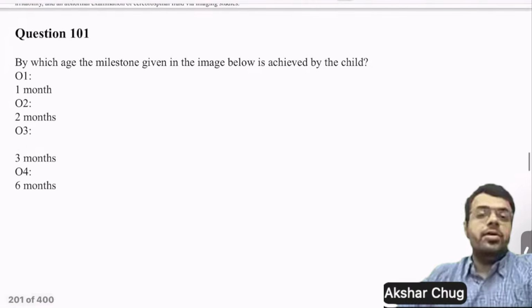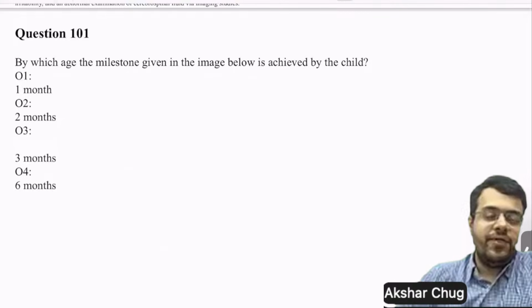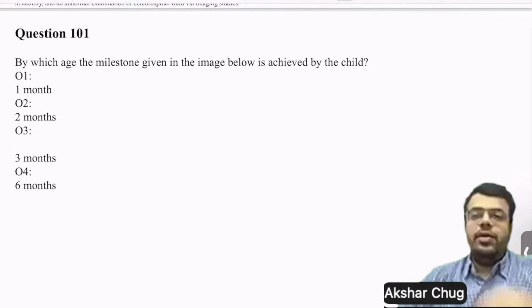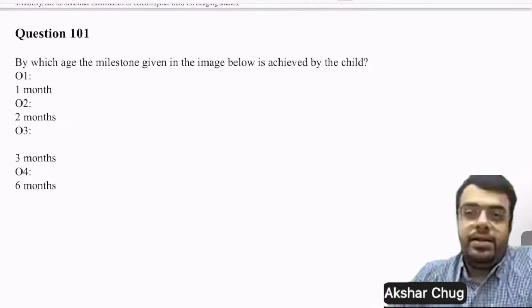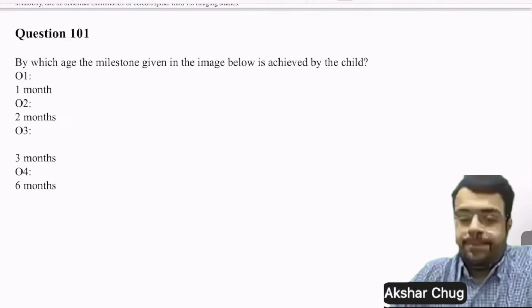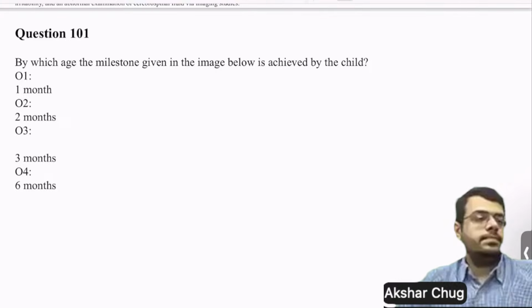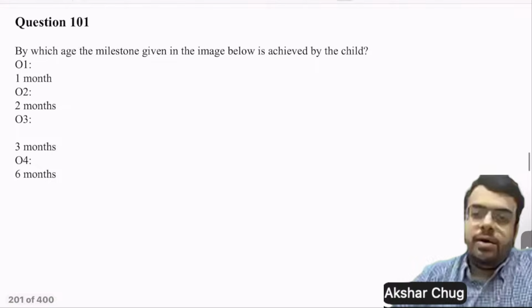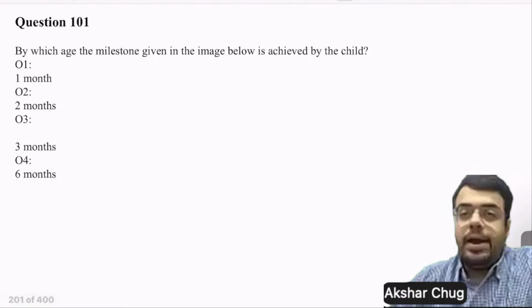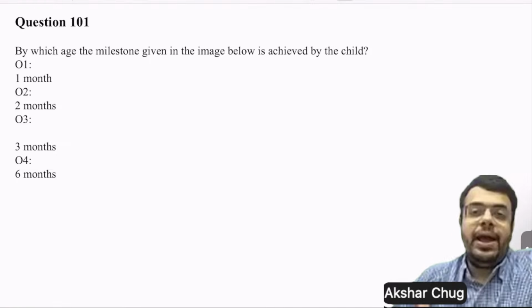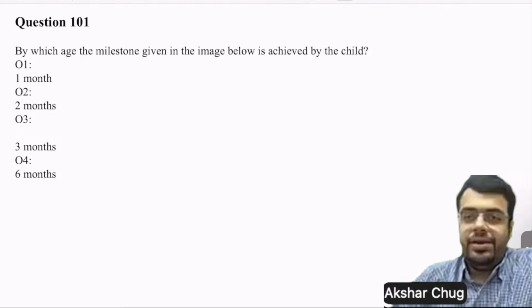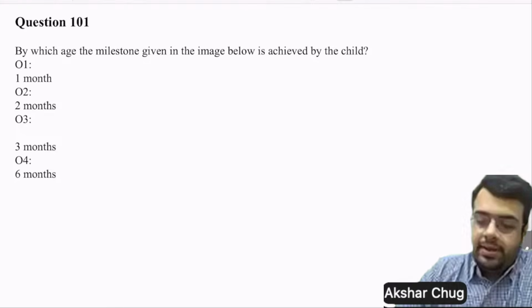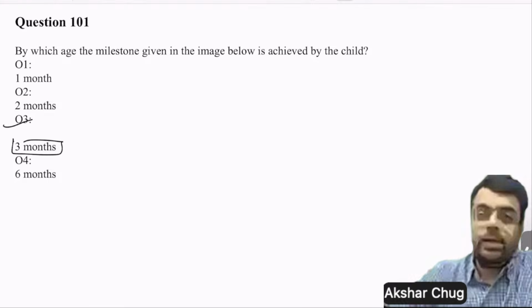Okay, so let's start with question 101. By which age is the milestone given in the image below achieved by the child? The image showed head elevation or head holding. Now head holding is usually attained by the child by the age of 3 months. So option 3 would be the correct answer.